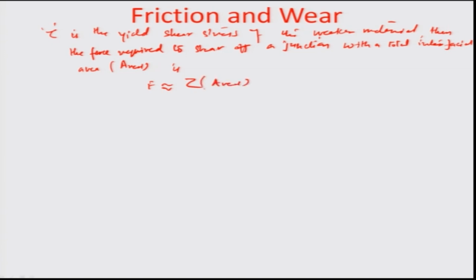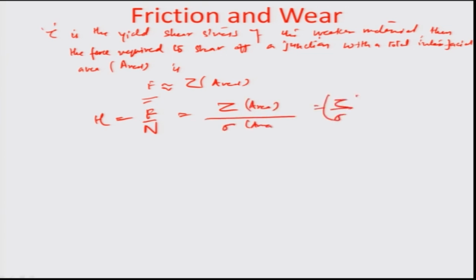Okay. So, this shearing force is the force of friction, as we have already illustrated earlier, and obviously we define this coefficient, which is a ratio between F and N, which is nothing but tau times A real divided by sigma times A real. So, it is basically the ratio between the ultimate shear stress to the ultimate tensile stress of the weaker material. Okay. So, that is how you understand friction.